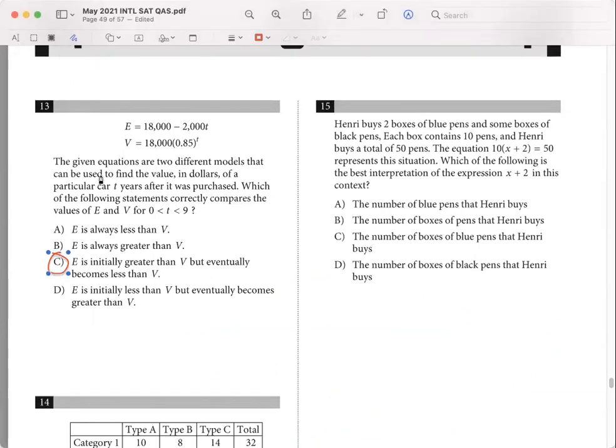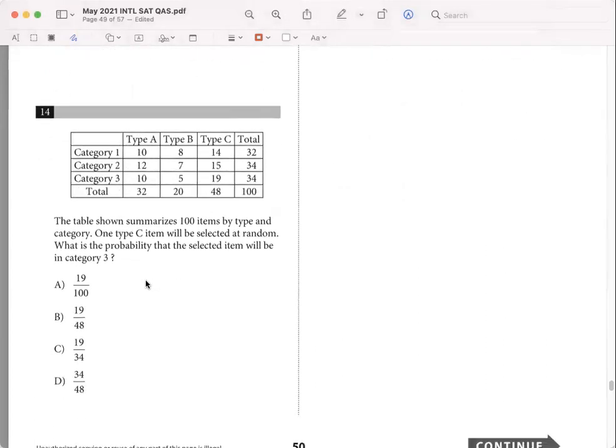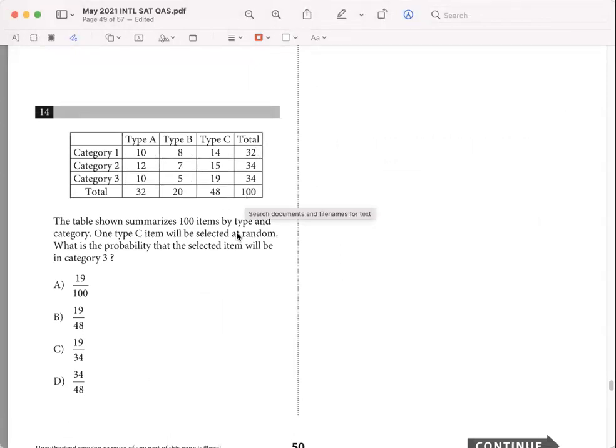Okay. Question 14. The table shown summarizes 100 items by type and category. One type C item will be selected at random. Okay, so one type C item will be selected at random, which means my denominator is 48. What is the probability that the selected item will be in category 3? So that's 19. 19 out of 48, which is option B.